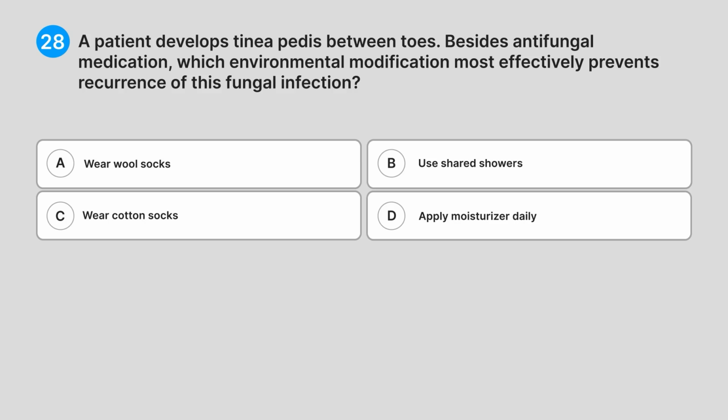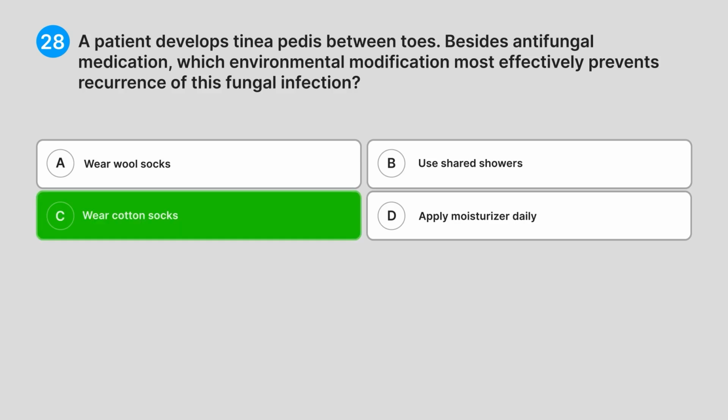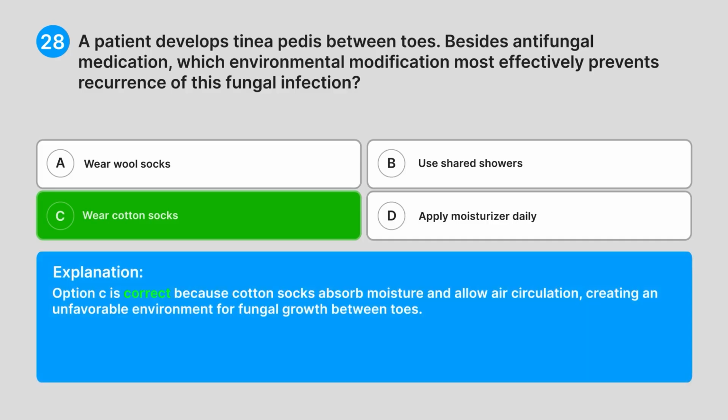Correct answer, C. Wear cotton socks. Explanation: option C is correct because cotton socks absorb moisture and allow air circulation, creating an unfavourable environment for fungal growth between toes.